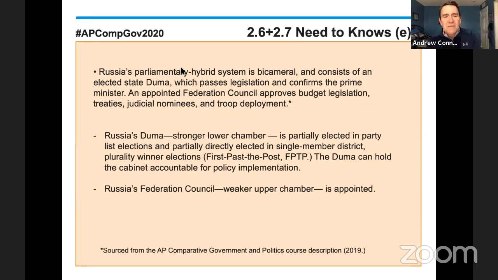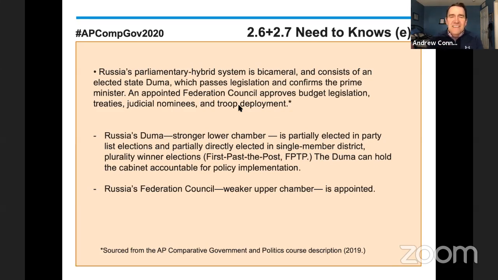The upper chamber, the Federation Council, is appointed. It is considered to be a much weaker upper chamber, although it does approve some budget legislation, treaties, and anytime there is a question about troop deployment in Russia, the Federation Council, their upper chamber, makes those calls.